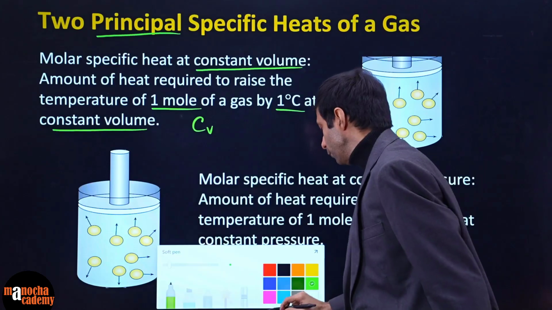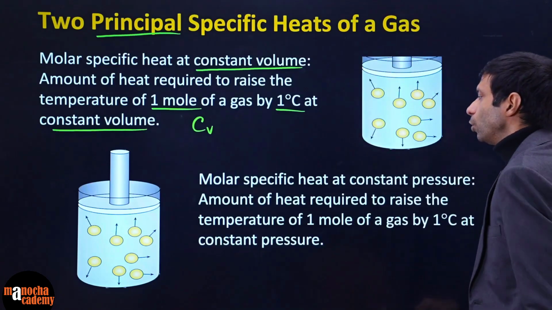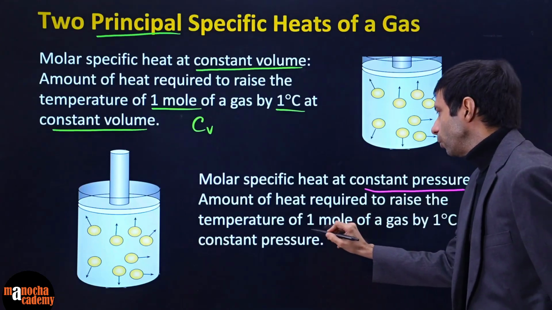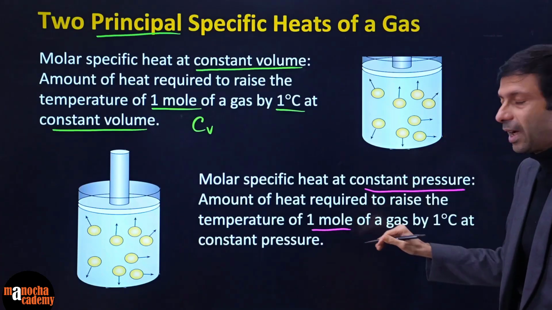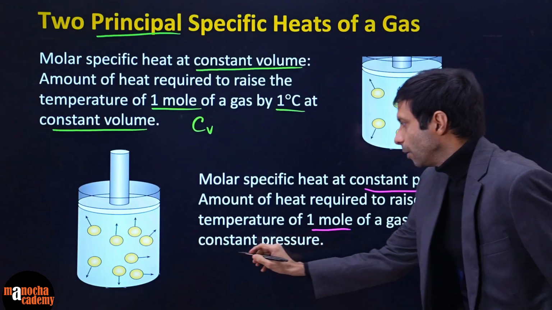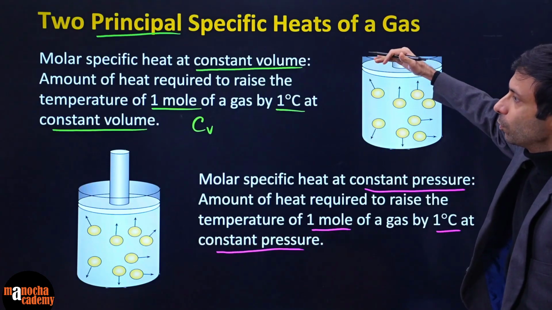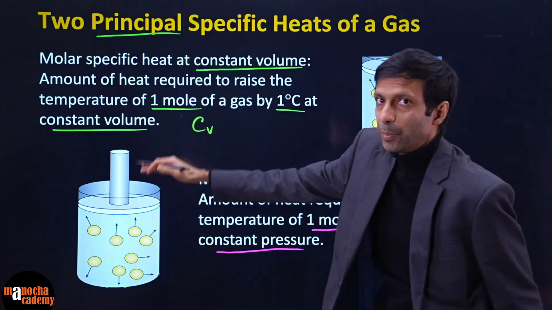Similarly, you can have one for constant pressure. So molar specific heat capacity at constant pressure is the amount of heat required to raise the temperature of 1 mole of a gas by 1 degree centigrade, same thing, but this time at constant pressure. Here, this is at fixed volume, right? Here, the volume is fixed. Here, the pressure is fixed.